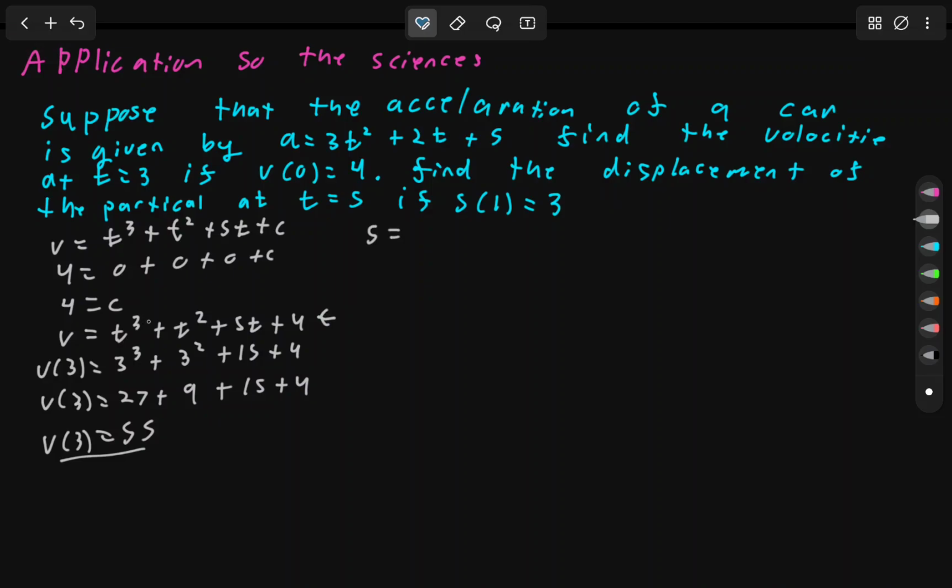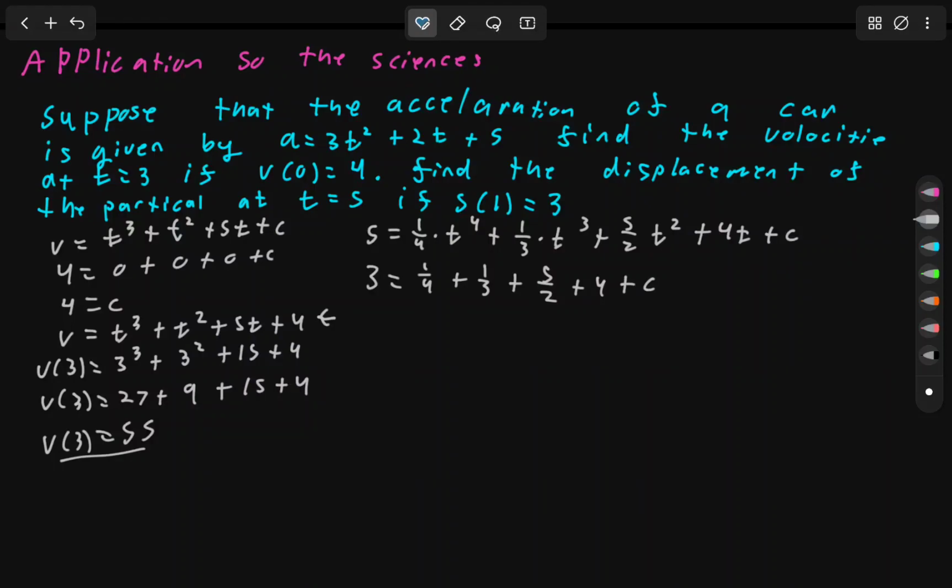So s is equal to, we have to increase the power by 1, so we get 1 over 4 times t to the 4th plus 1 over 3 times t cubed plus 5/2 of t squared plus 4t plus c. Now we have to solve this for when t is equal to 1 and s is equal to 3. So we get 3 is equal to 1/4 plus 1/3 plus 5/2 plus 4 plus c.